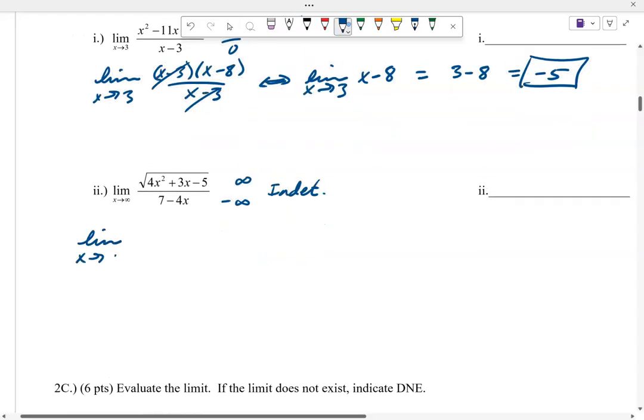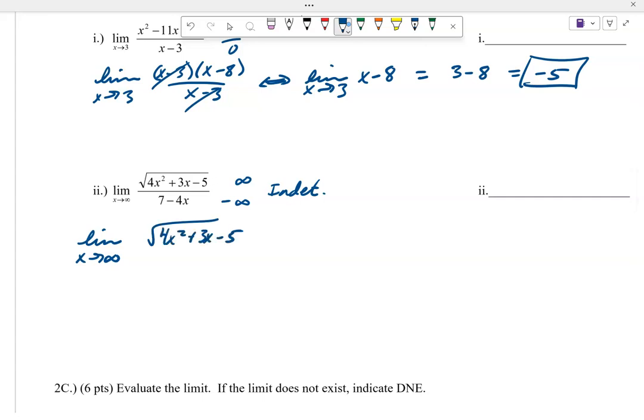Limit as x goes to infinity, I've got square root of 4x squared plus 3x minus 5 over 7 minus 4x. So I go ahead and take the largest power of my denominator, which is that x on the bottom, minus 4x there. Let me divide everybody by that x.